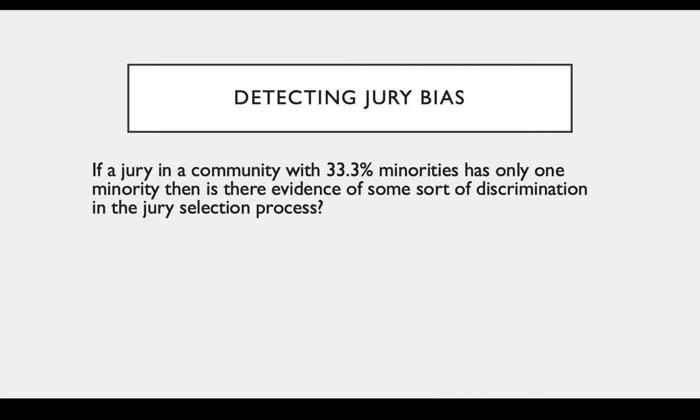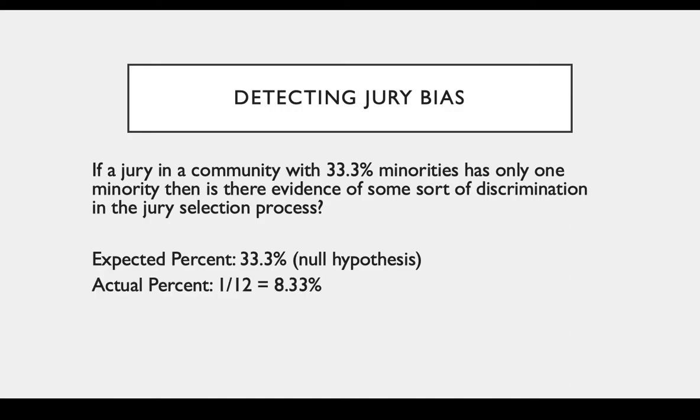So let's pull some of the information out of here. The expected percent is 33%. In other words, if we were to draw a jury at random, we would expect a third of our jury to be minorities, because the jury is supposed to be a representative sample of the population. Now, what we actually found was 1 person in 12 was a minority, and that's only 8.3%.